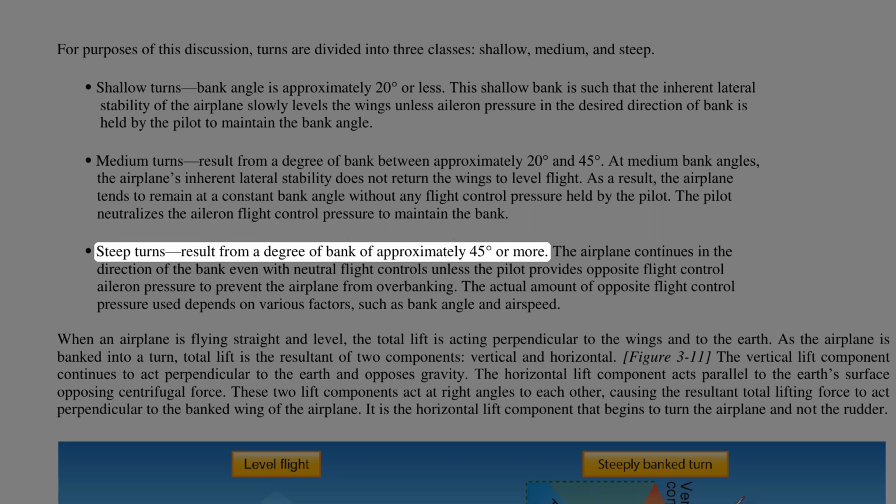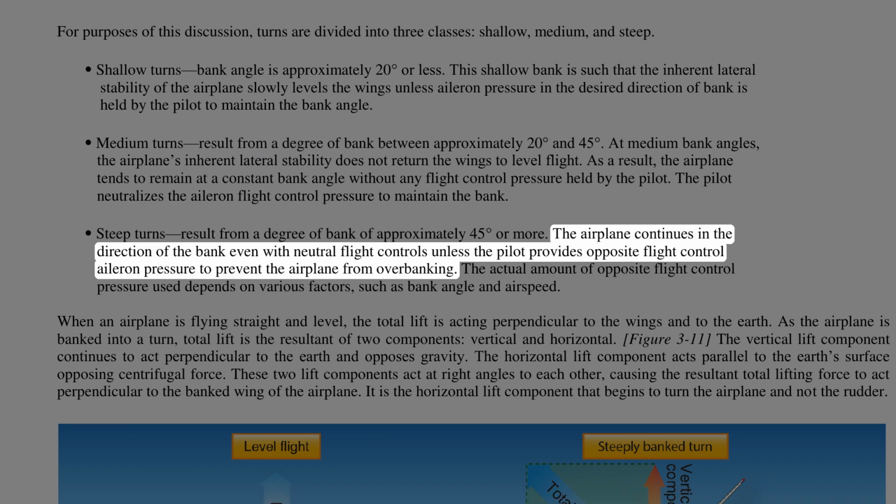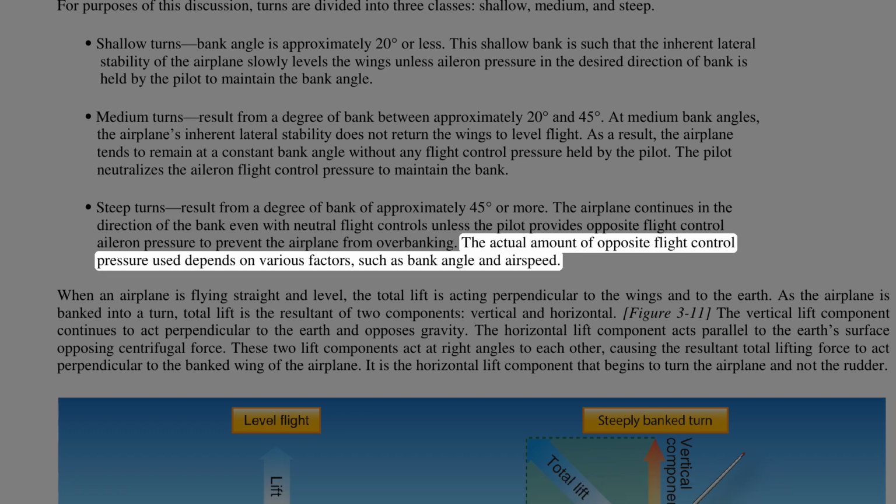Steep turns result from a degree of bank of approximately 45 degrees or more. The airplane continues in the direction of the bank even with neutral flight controls unless the pilot provides opposite flight control aileron pressure to prevent the airplane from overbanking. The actual amount of opposite flight control pressure used depends on various factors, such as bank angle and airspeed.